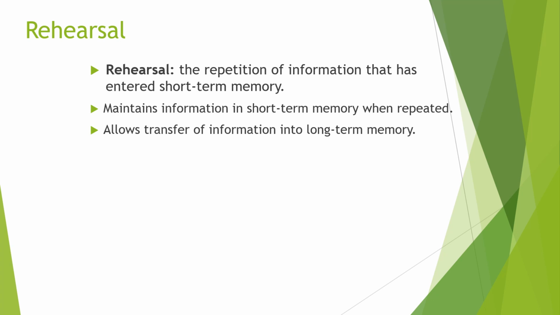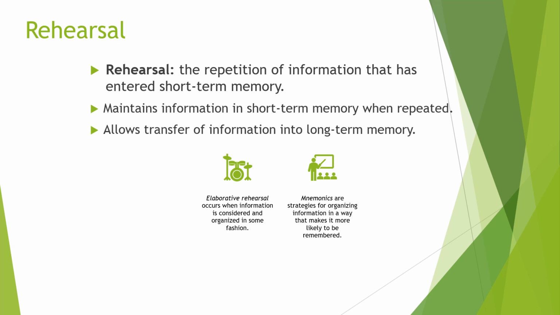So in rehearsing that information, instead of just using repetitive rehearsal, where you're repeating it over and over again, you may use two other types of rehearsal. One of those is elaborative rehearsal. This occurs when information is considered and organized into some sort of fashion. So as you're trying to remember a list of items, perhaps you come up with a song for that list. Maybe you come up with a story using the words in that list of items. That is elaborative rehearsal. You're elaborating as a way to remember that information.